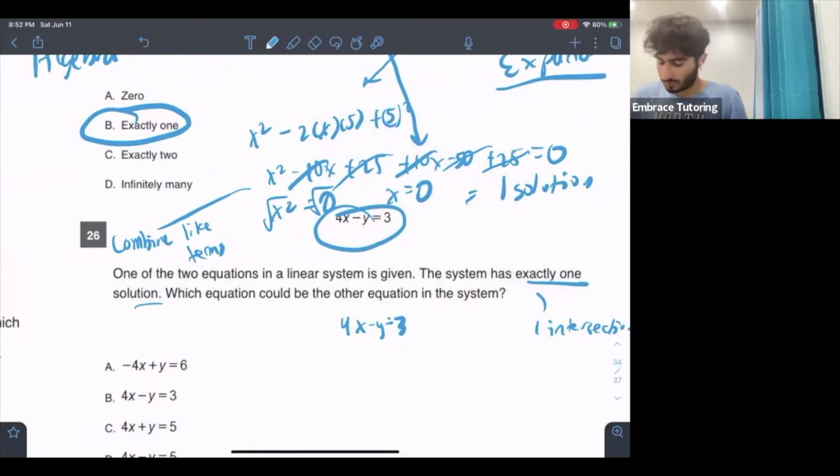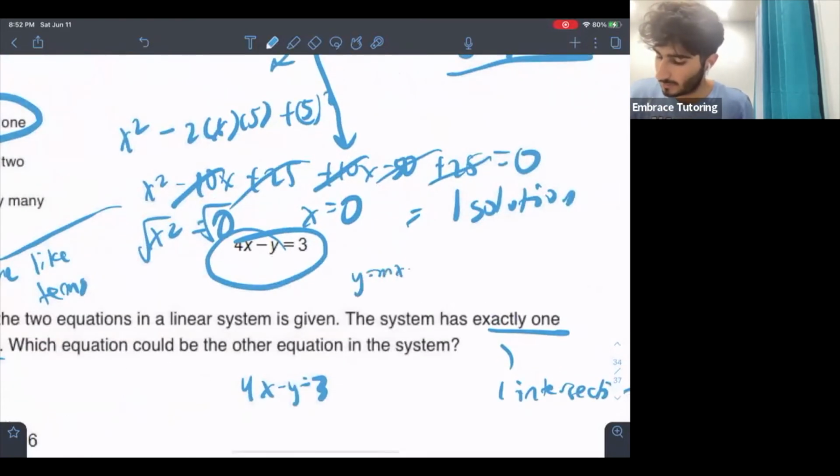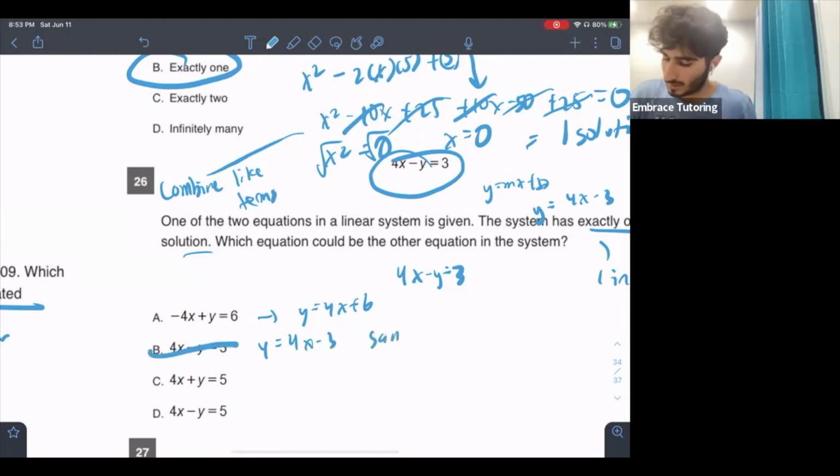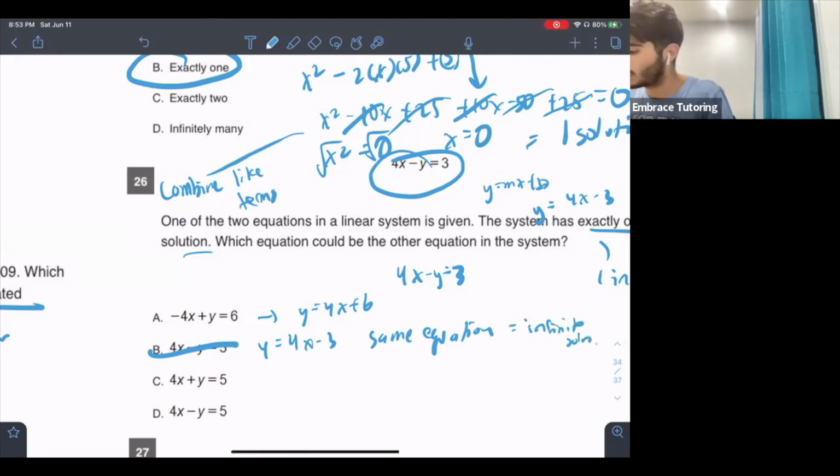You can convert everything to the y equals mx plus b form. So you get y is equal to 4x minus 3, and then you can convert this into y is equal to 4x plus 6. And then this one would be 4x minus 3, which is the same. This won't be it because it's the same equation, meaning infinite solutions. That's automatically wrong.